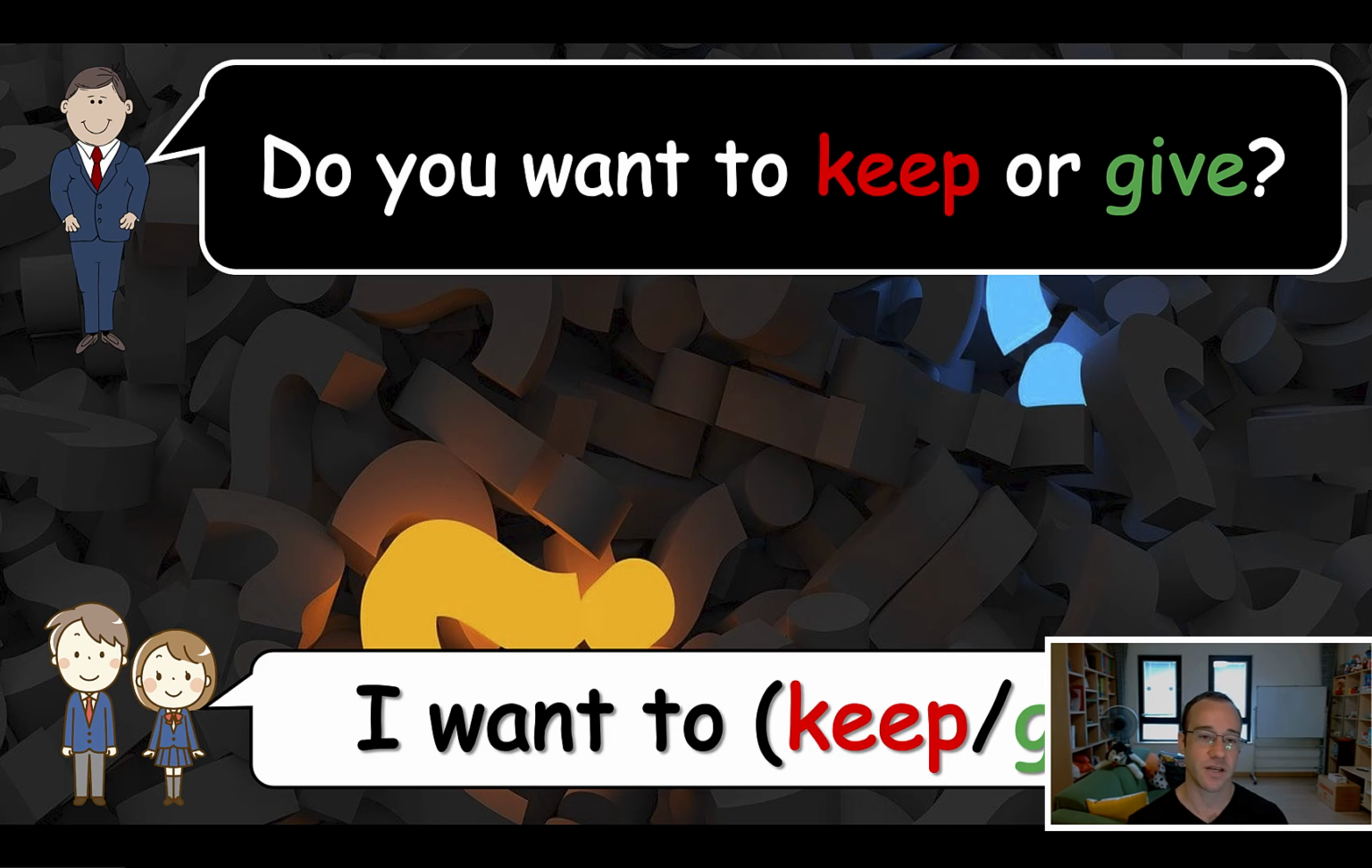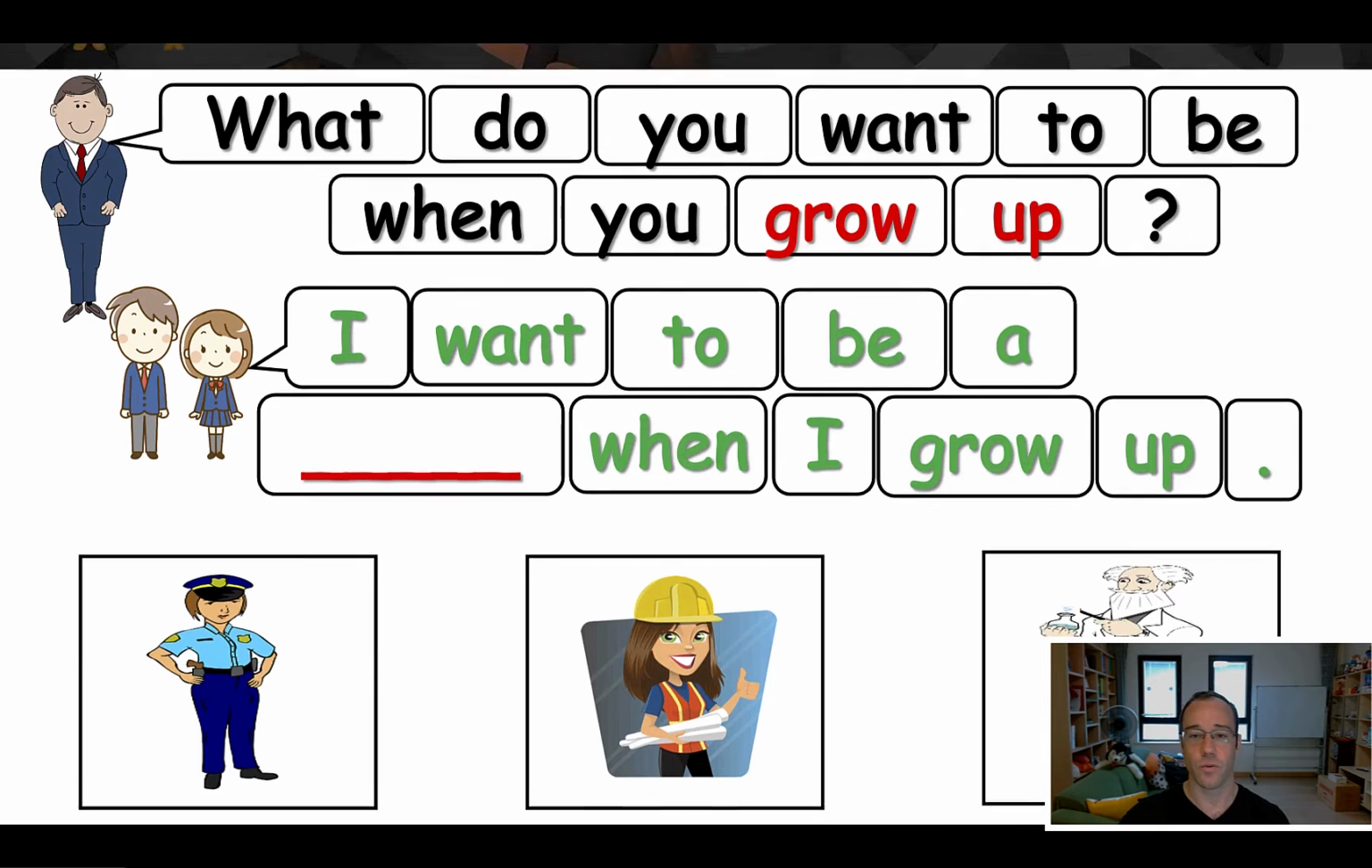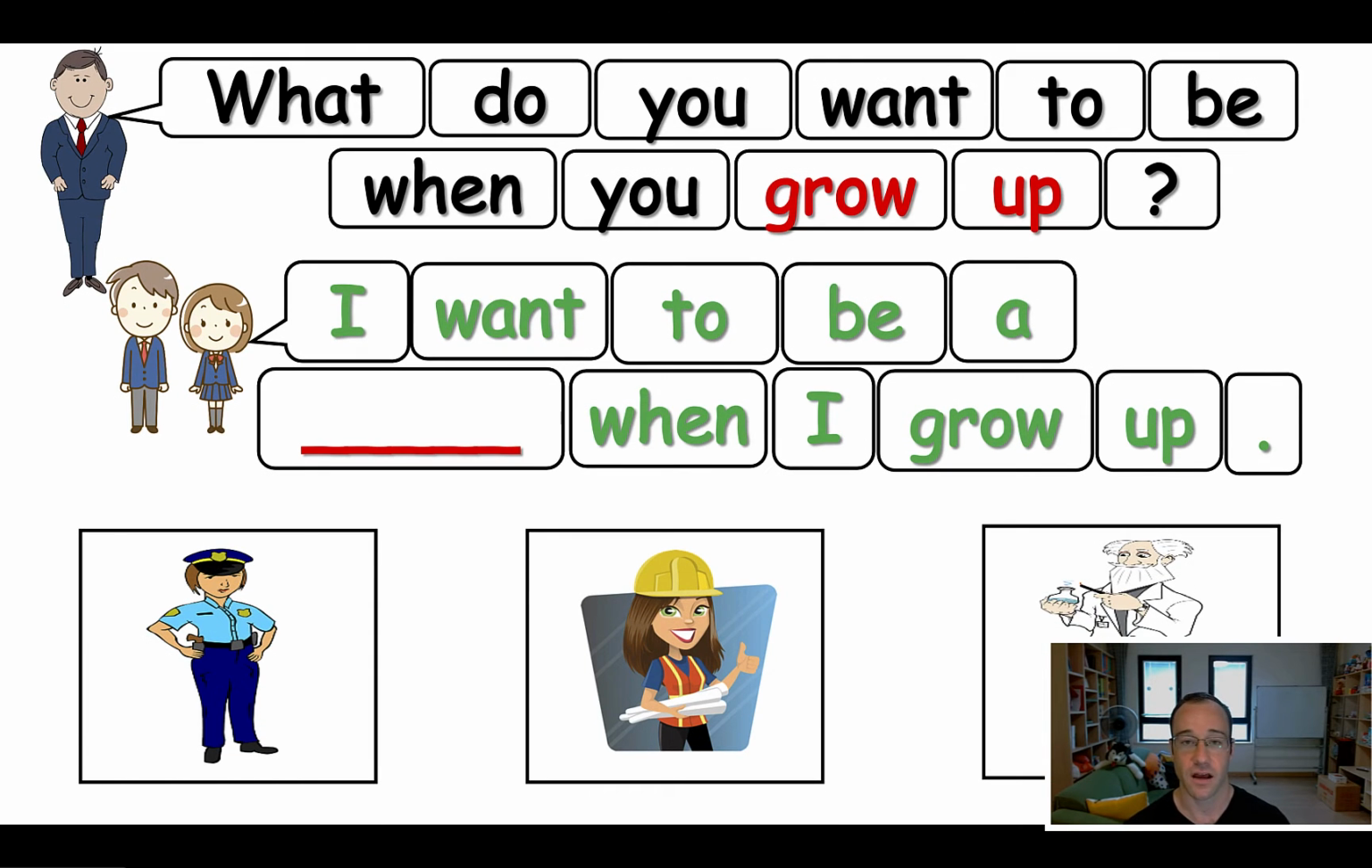So let's say, for example, they say, I want to keep. Okay, and you can see that I have the language written out here: I want to keep or I want to give. So they say, I want to keep, and I reveal, oh, +3. So Team 1 is cheering. They're so happy and relieved that they're keeping positive points. Okay. And here's another example with a different set of language.